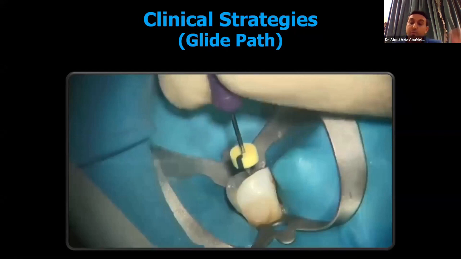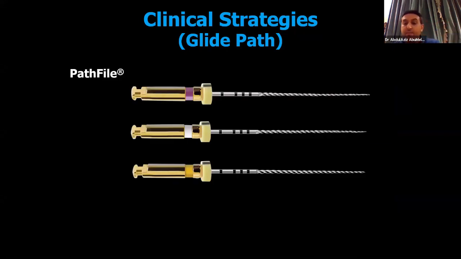It can also help you if you are using the PathFiles. The PathFiles are one of the good brands from Dentsply Sirona. The way it's designed, it's an auto taper, so it's like a hand file in a rotary system with nitinol. The design and the diameter are what make it very special.